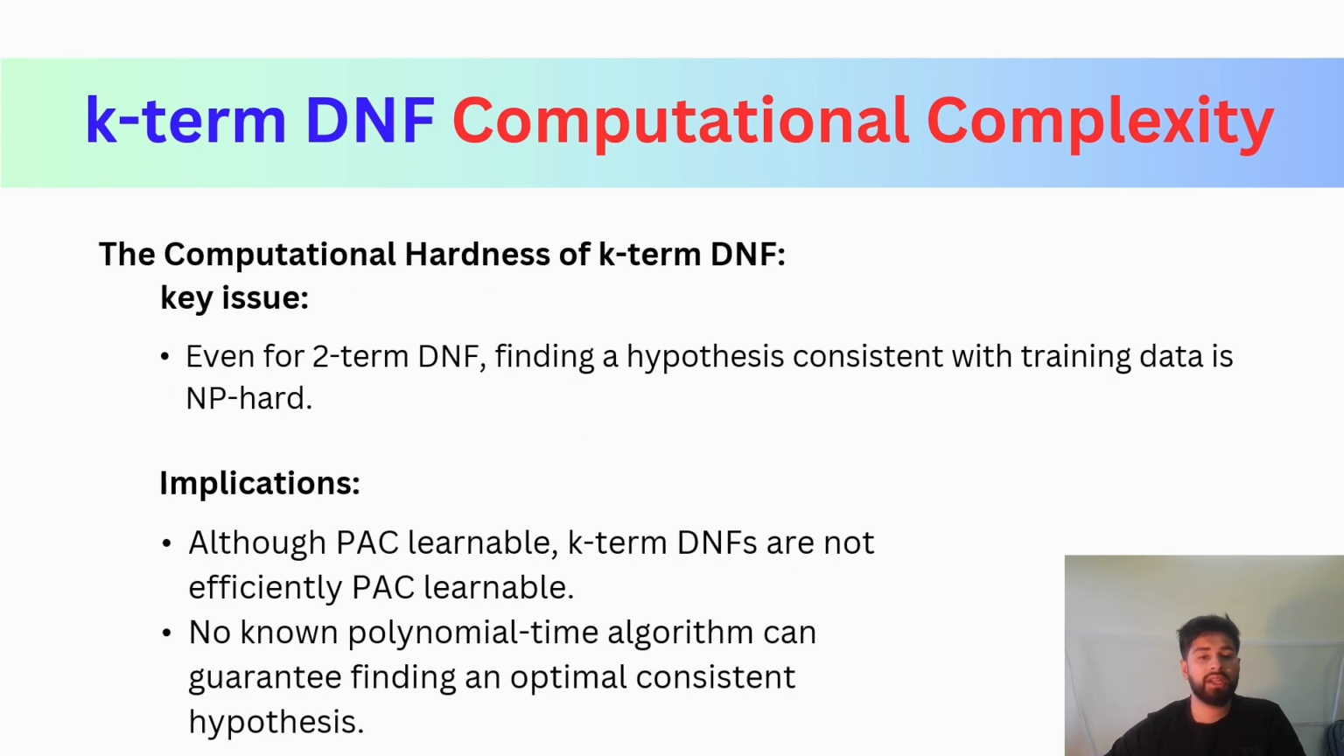The computational hardness of K-term DNF. The main issue with learning K-term DNF is computational complexity. Even for a two-term DNF, finding a hypothesis that is consistent with all the training data is NP hard. This means that there is no known polynomial time algorithm that can efficiently find an exact consistent hypothesis for all training examples. This creates a major limitation. While K-term DNF are PAC learnable, they are not efficiently PAC learnable. In practice, we may need to resort to approximation techniques rather than exact learning.